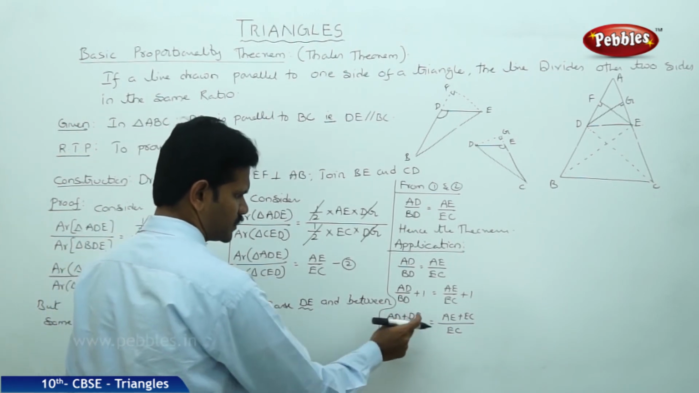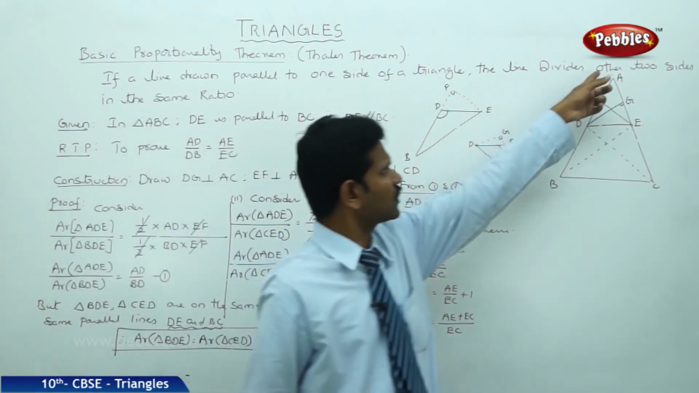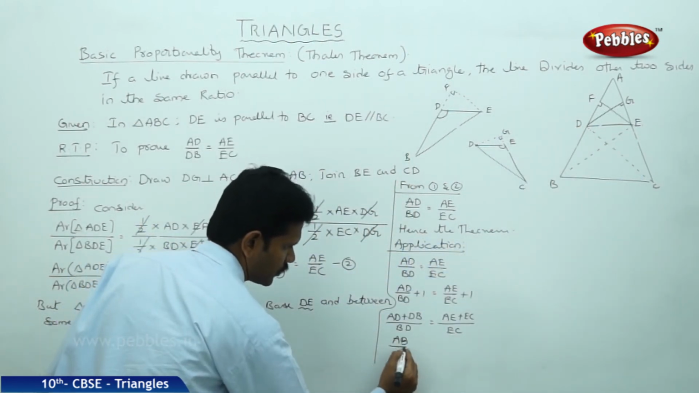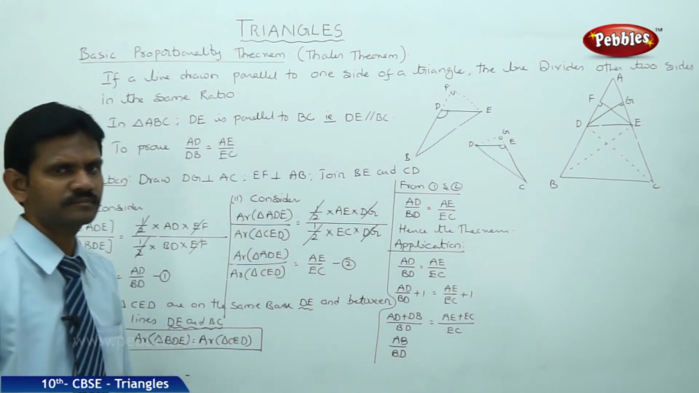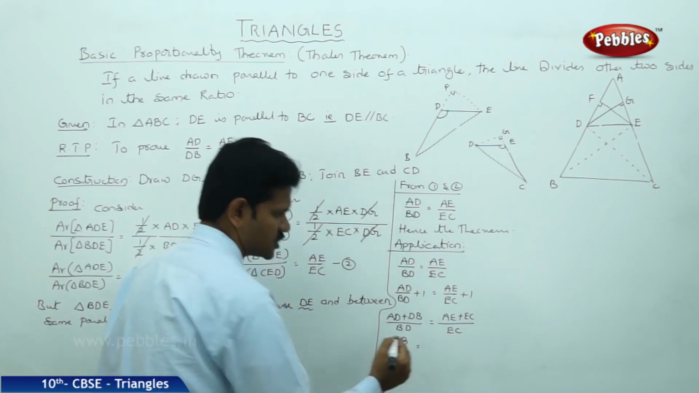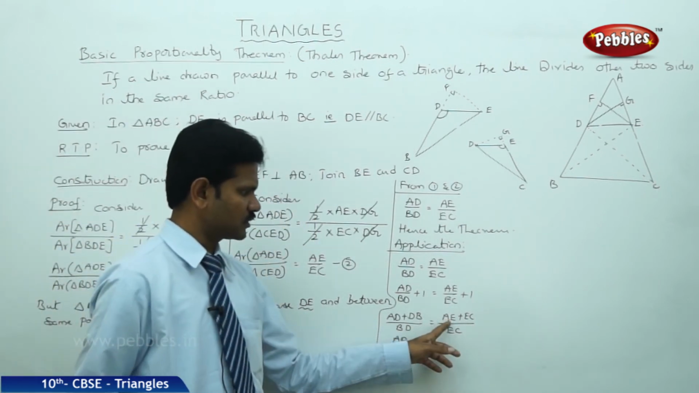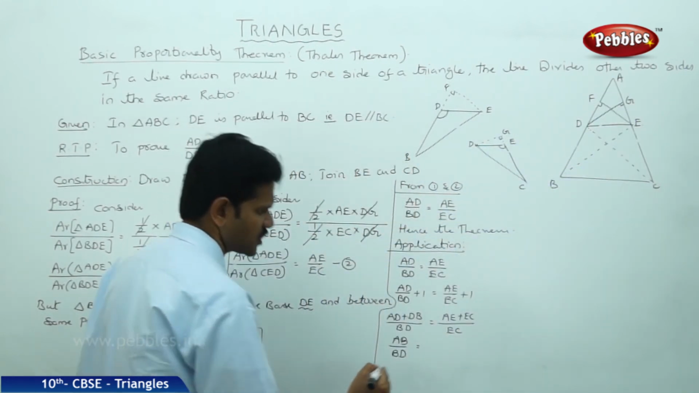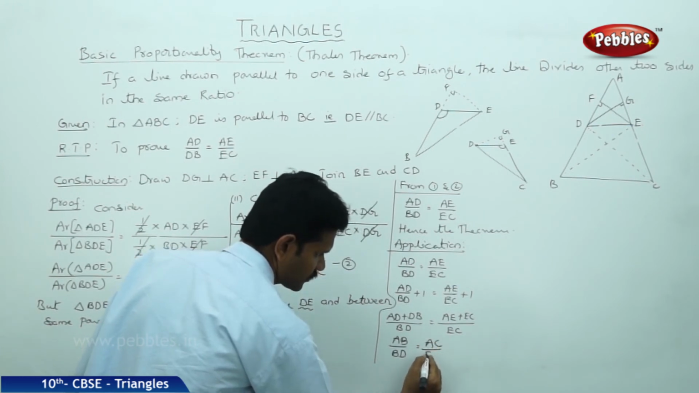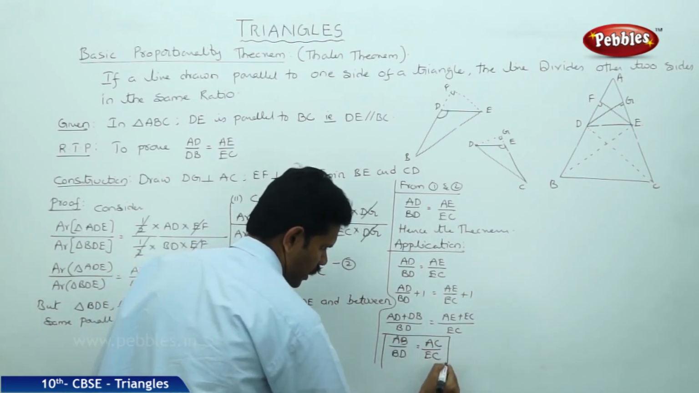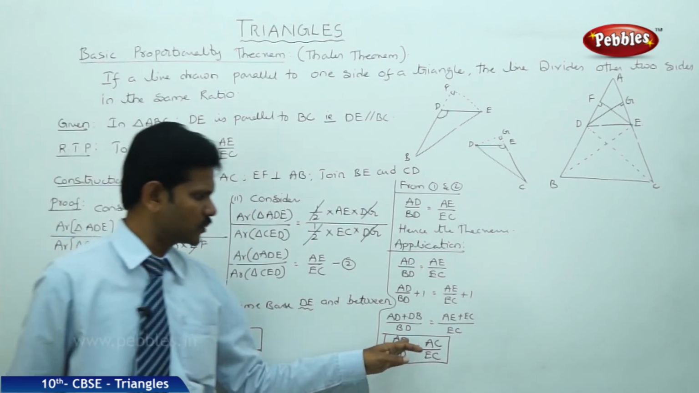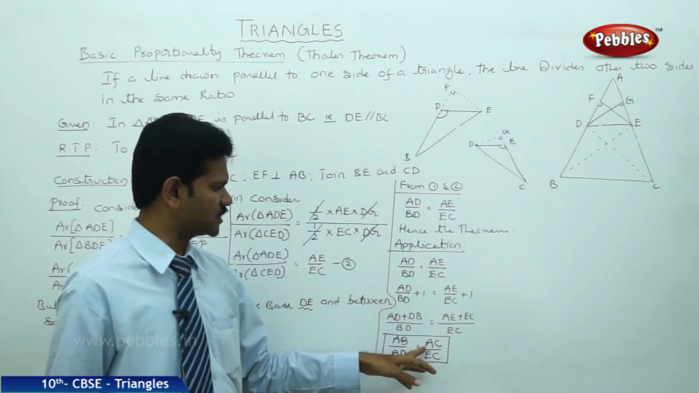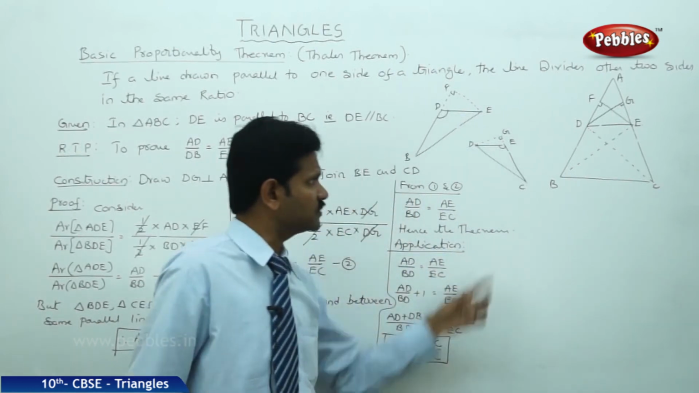That is, AD plus DB, from the diagram, is AB, so AB by BD is equal to AE plus EC, which is nothing but AC by EC. What we understand from this is total by part. That is, the total AB by part BD, and the other total AC by part EC.